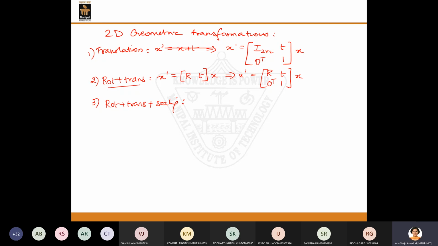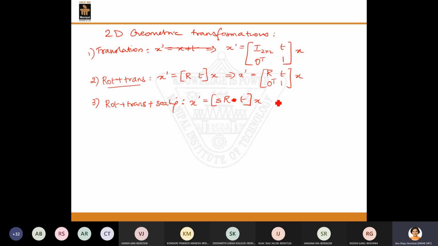It is called the similarity transformation, or a similarity space. When you have rotation, translation, and scaling, the only difference is that there is a non-zero scaling factor. So I can write x dash is equal to sR t times x, in matrix form. All you are doing is taking a scaled and rotated version of x and then translating it.